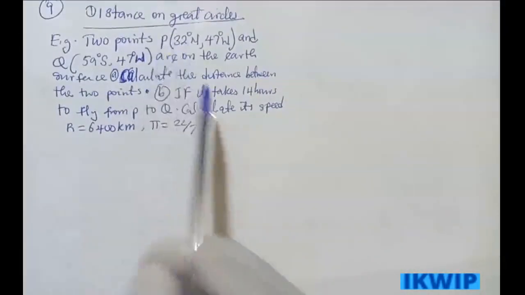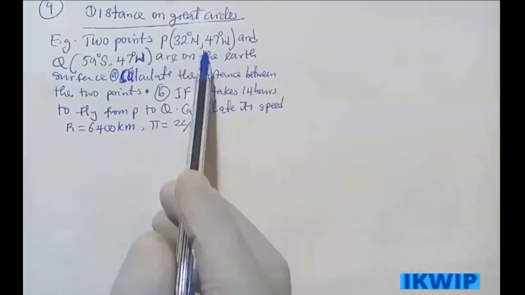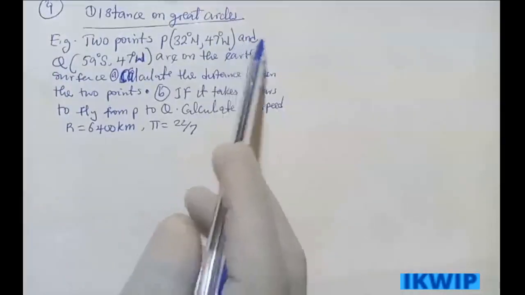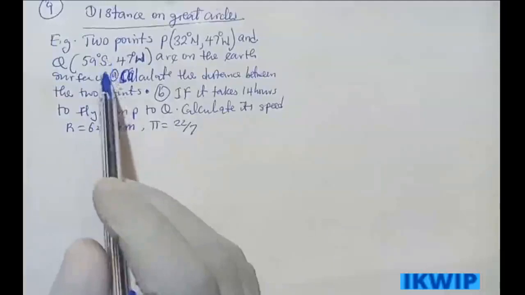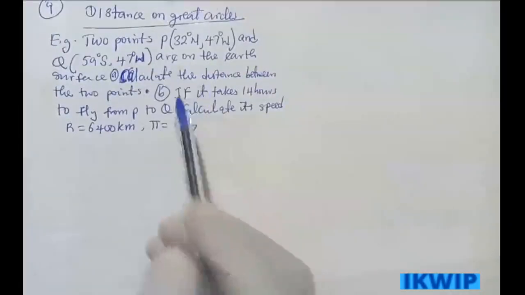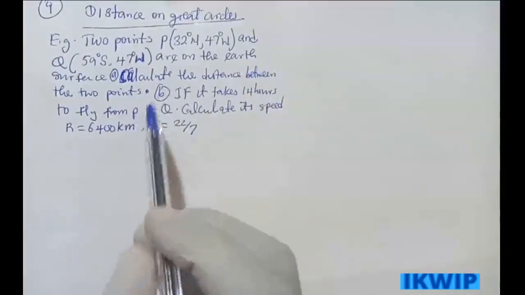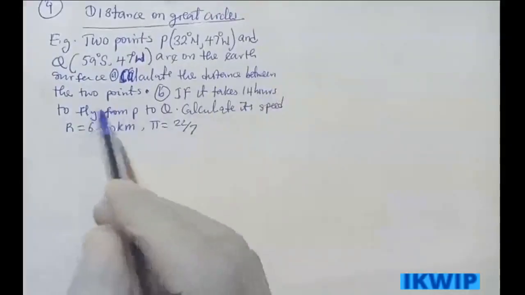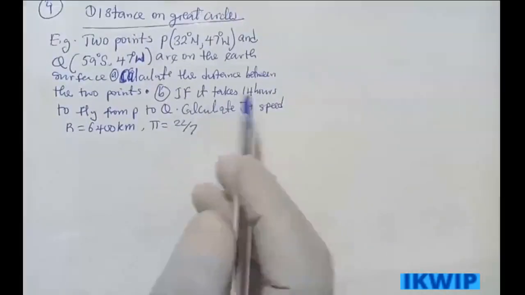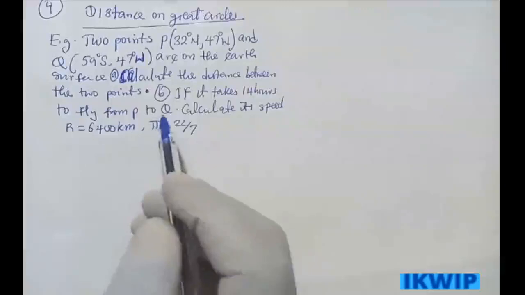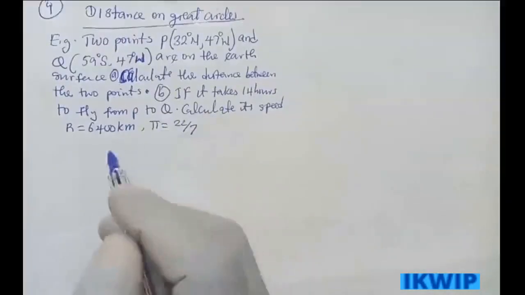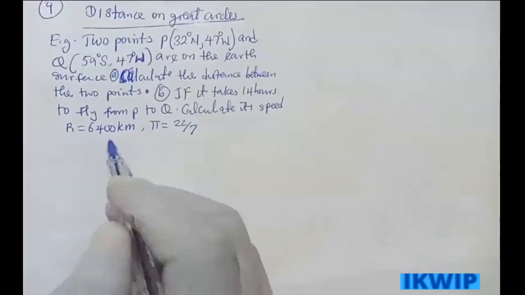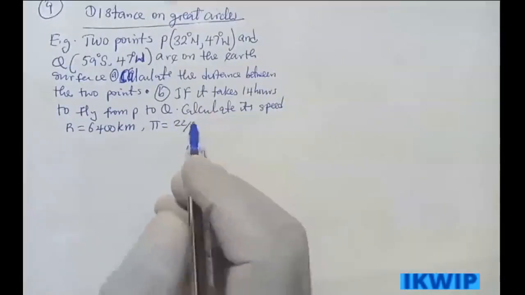Two points P, 32 degrees north, 47 degrees west, and Q, 59 degrees south and 47 degrees west, are on the Earth's surface. Calculate the distance between the 2 points. If it takes 14 hours to fly from P to Q, calculate its speed. R is 6,400 kilometers and pi is 22/7.